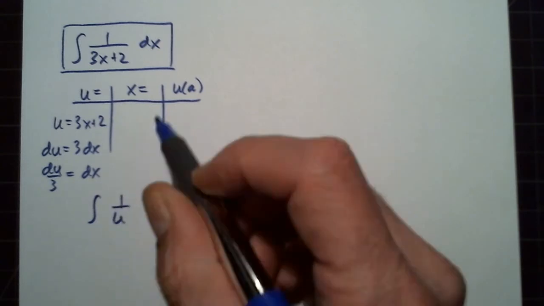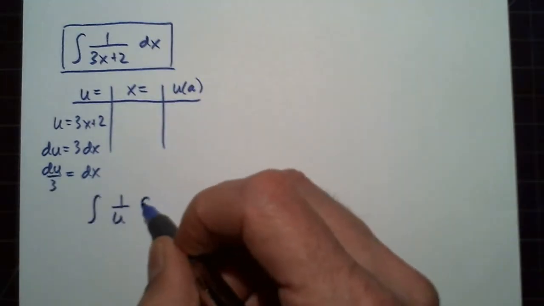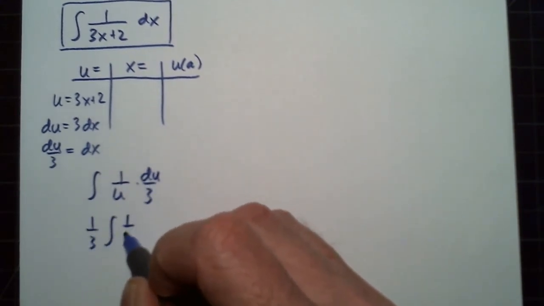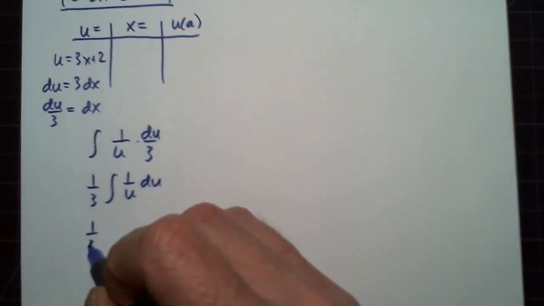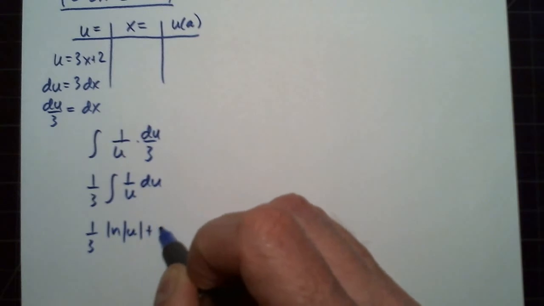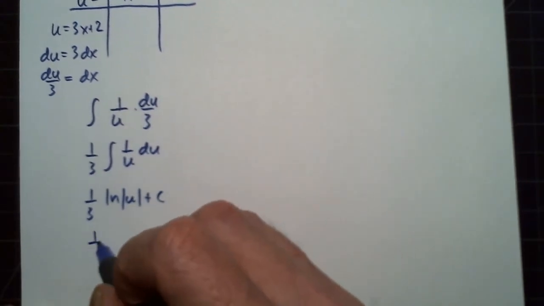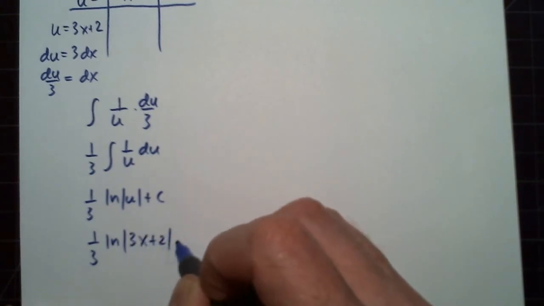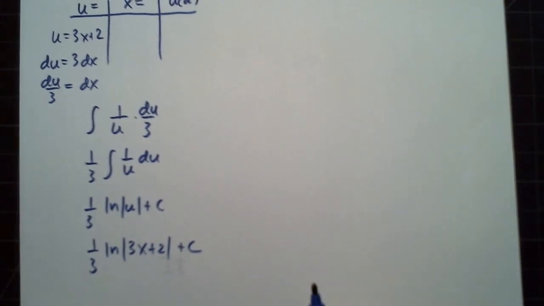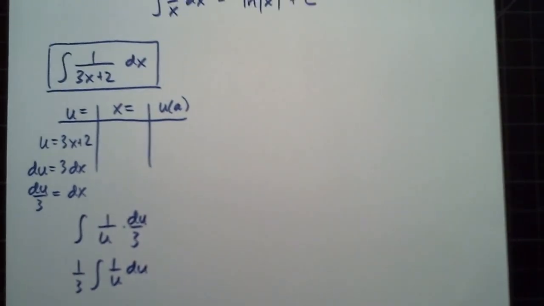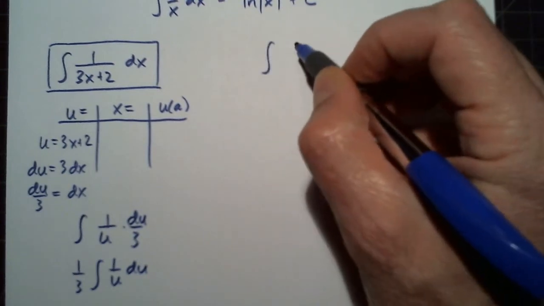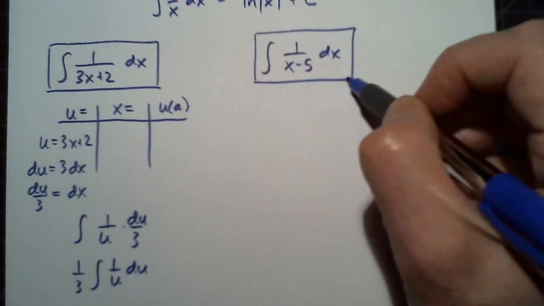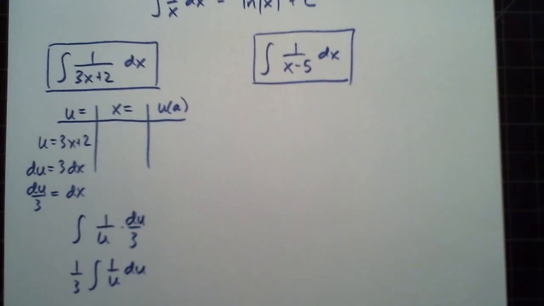So we have 1 over u, that's u, and then dx is du over 3. And we have 1/3 integral of 1 over u du. So that's 1/3 ln u plus c. And then substitute for u, 3x plus 2. All right, pause the video and try that one.